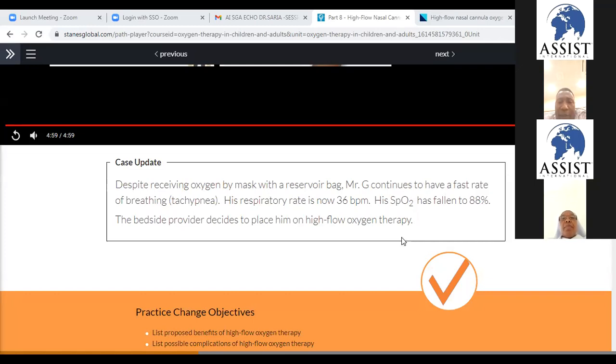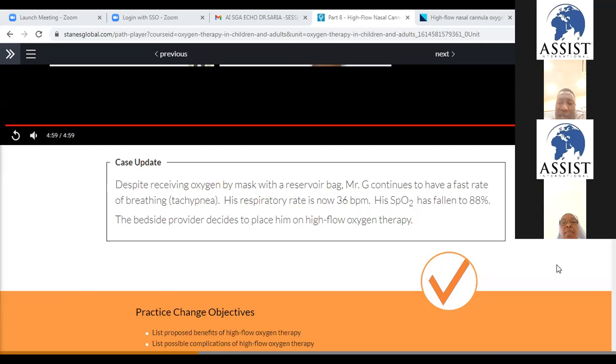So just an update of the case. Despite receiving oxygen by mask with the reservoir bag, remember Mr. G continued to have a fast rate of breathing, which is tachypnea, and his respiratory rate is now 36. Remember, initially it was 28 on 15 liters per minute. Now it is 36, and his saturation has fallen to 88. Remember, it was 90. Now it's 88. So the bedside provider decided to place him on high flow oxygen therapy.